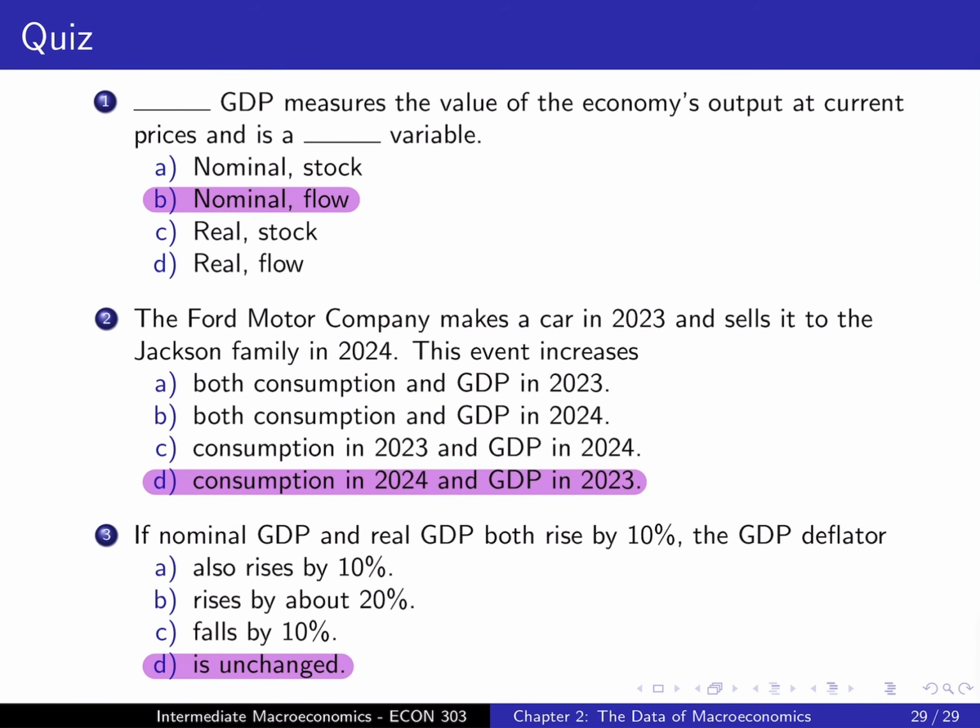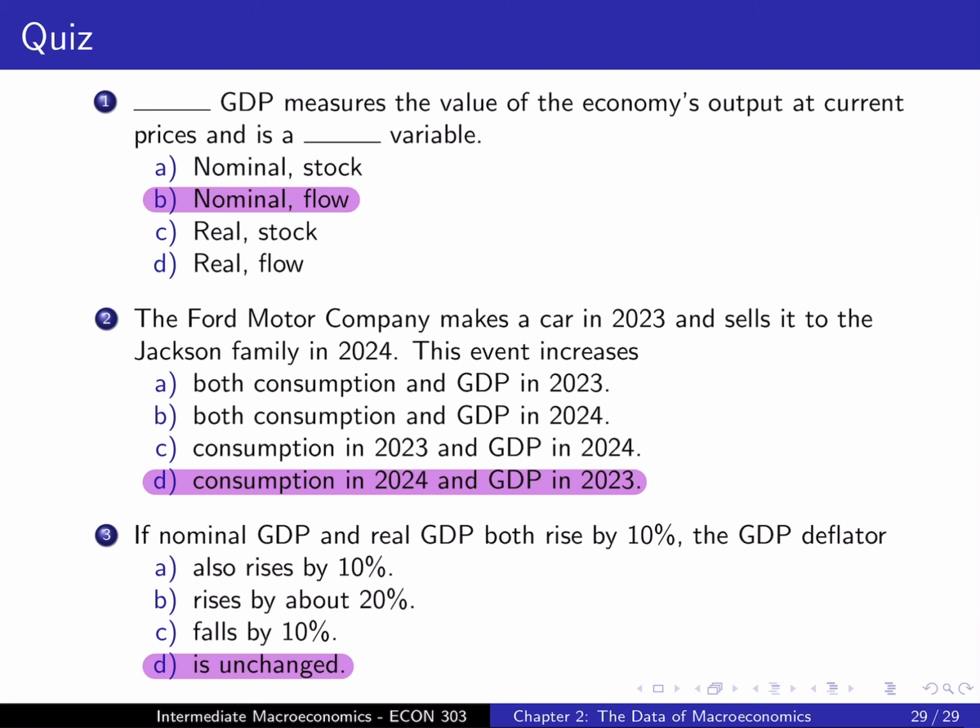Question number 3. If nominal GDP and real GDP both rise by 10%, the GDP deflator will do what? The GDP deflator is the ratio of nominal to real GDP. If both rise by the same percentage, the GDP deflator remains unchanged. So the answer is D.